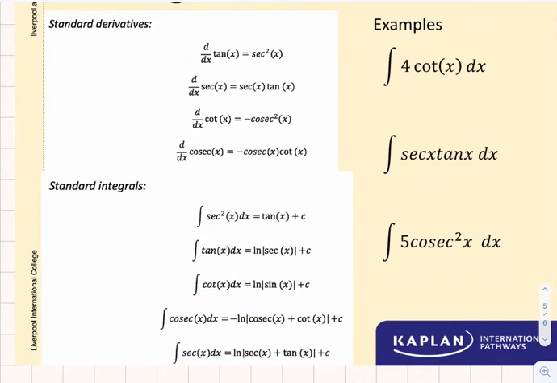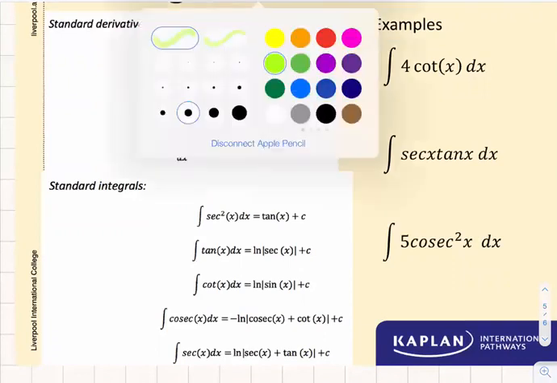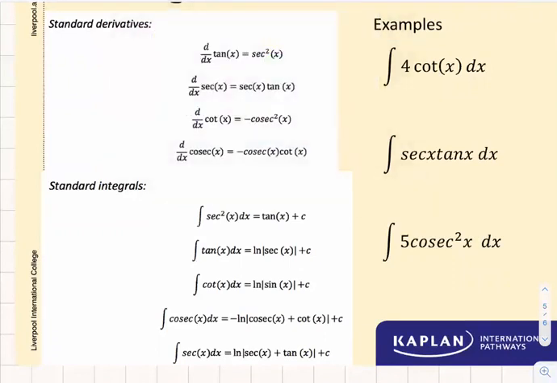So first of all, let's do the example here. We have the integral for 4 cot x dx. Okay, so what we do here, we look at the formula sheet if we have anything to cover the cot. So yes, I have this. Yeah, we have the integral of cot x dx equals ln sine x plus c.